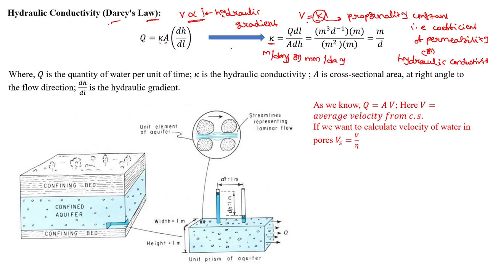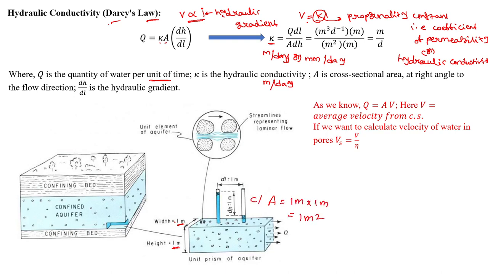Here Q is the quantity of water per unit time. Unit time can be a day, an hour or a minute. K is the hydraulic conductivity, which has units of meter per day or meter per second, according to the discharge units. A is the cross-sectional area. Here you can see in the bottom figure, for example, I have shown you, the height is 1 meter and the width is 1 meter, so A will be 1 meter by 1 meter, which is 1 meter square.